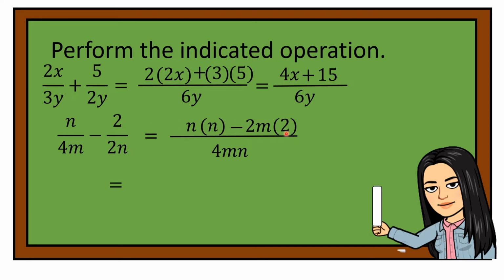Okay? So let us answer. n times n is equal to n squared. And then the operation is subtraction. 2m times 2, we have 4m. Over, copy the LCD, which is 4mn. Since n squared minus 4m over 4mn doesn't have common factors, therefore this is our final answer.